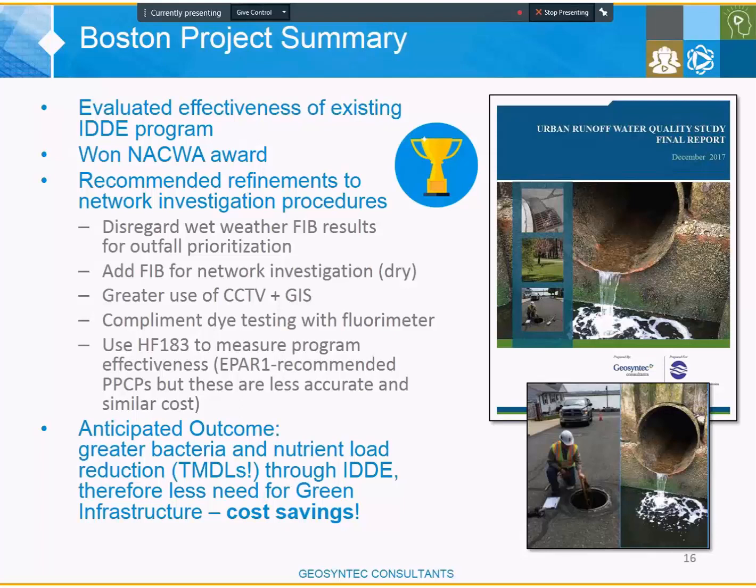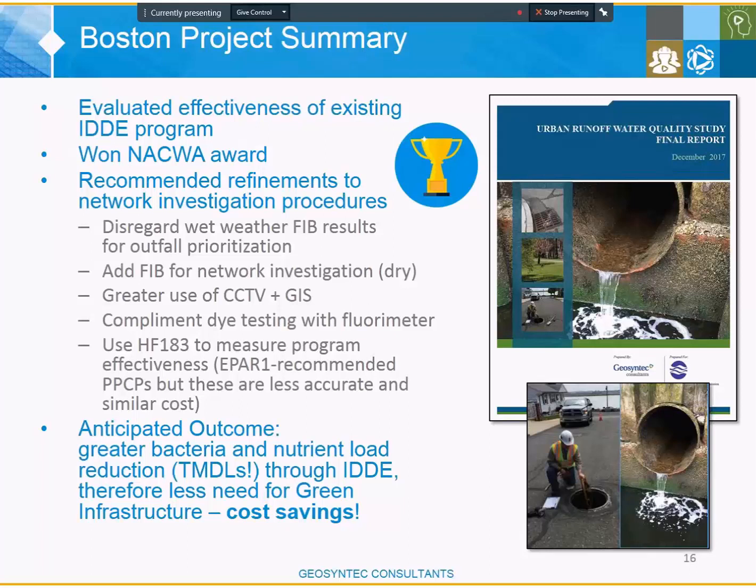We recommended refinements to their network investigation procedures. For time reasons, I won't go into details here, but you can follow up with me if you want more details on that. And as a result, it sounds like that's bad news. You're discharging more human waste than you thought. You had been implementing an IDDE program for 15 years or more, and there's still human waste present. There's actually a very positive side of that, because they had bacteria and nutrient TMDLs that they were measuring progress towards. They have waste load allocations that they're assigned to.